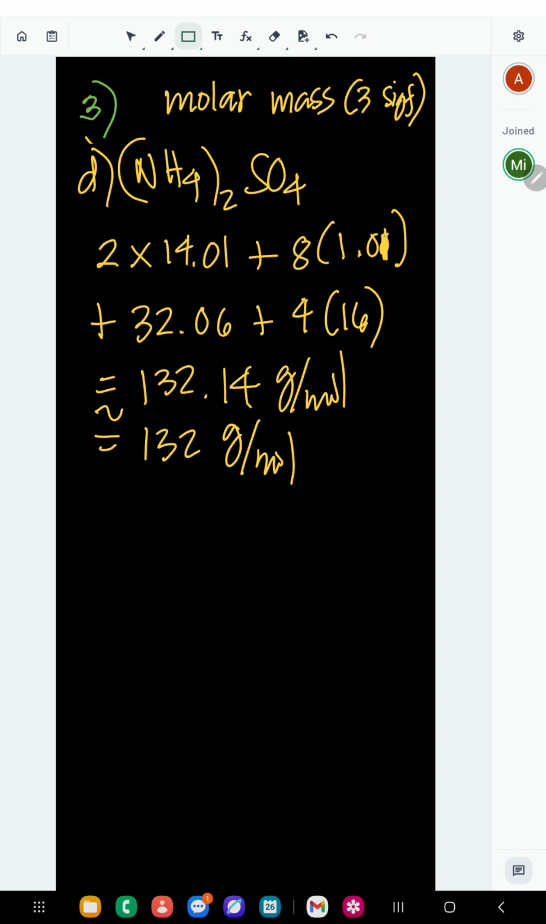Now we move on to number 4. Number 4, complete the following for each compound listed. For letter A, we convert 1 mole of SO3 to molecules. To convert this to molecules, we use Avogadro's number.